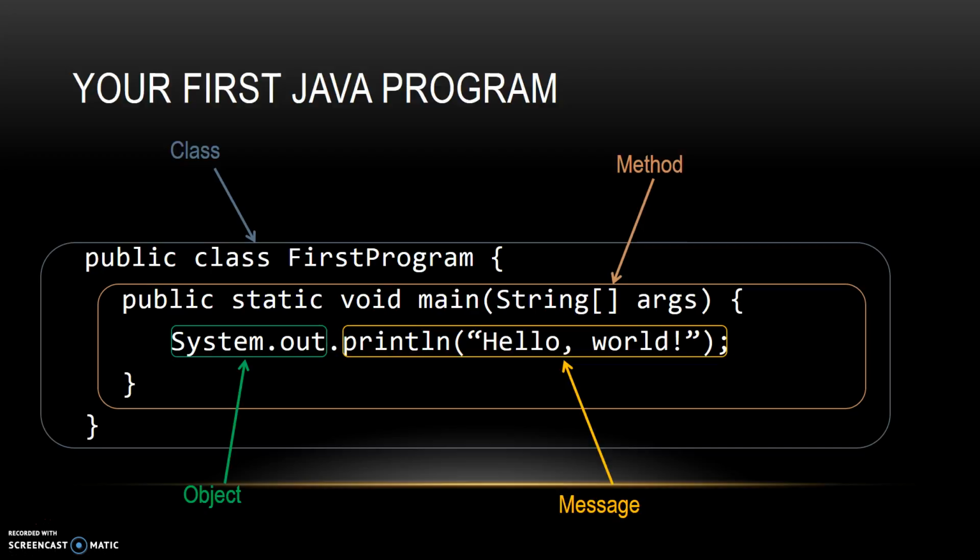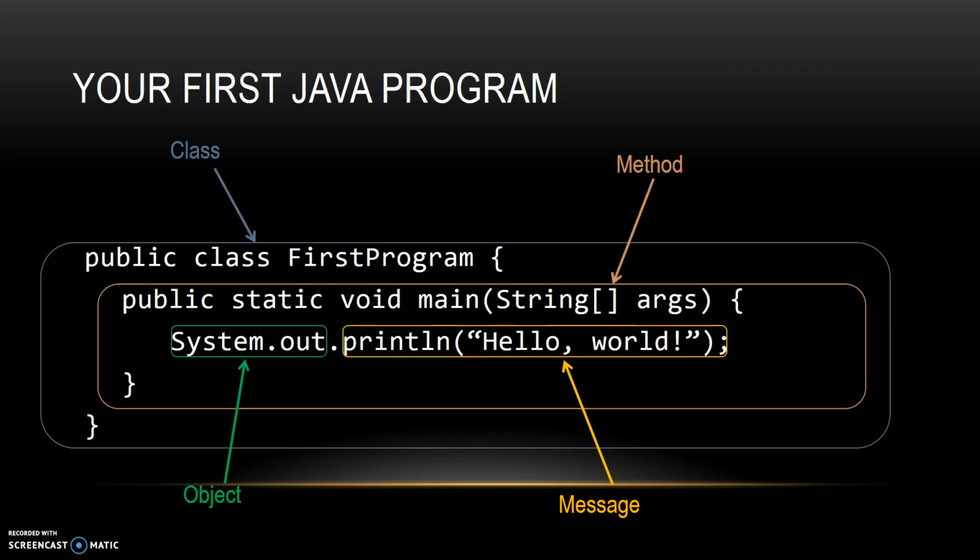The message that this object is going to produce is called println. Some people say print line, because essentially that's what it's going to do. It's going to print a line. Inside of the quotes you'll see the message. So what's actually going to be printed is Hello, World. So that's it. Your program is essentially running.